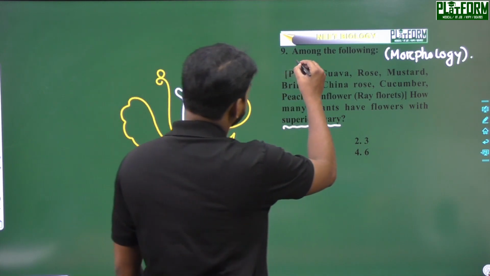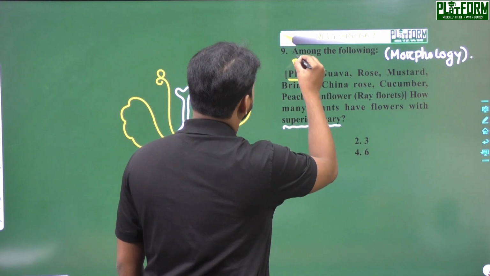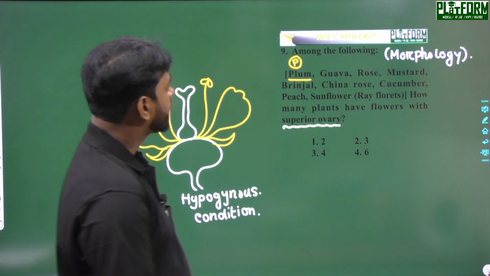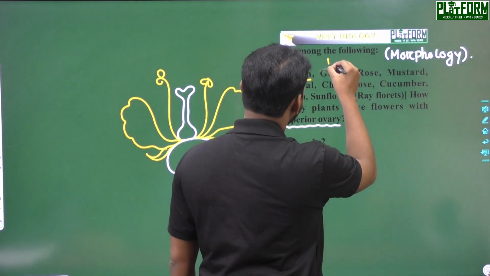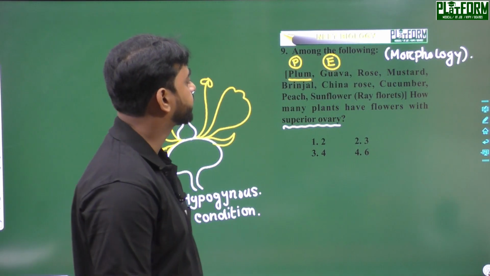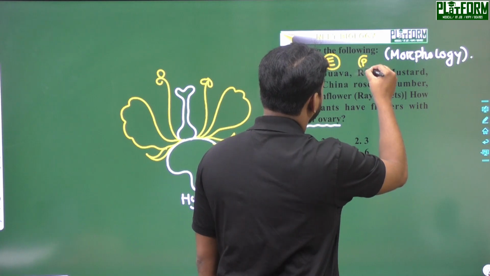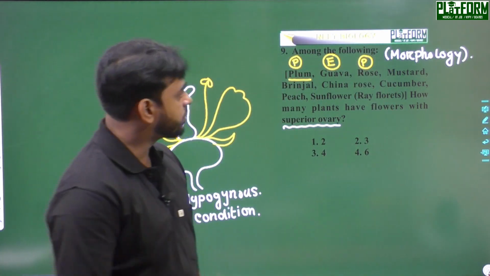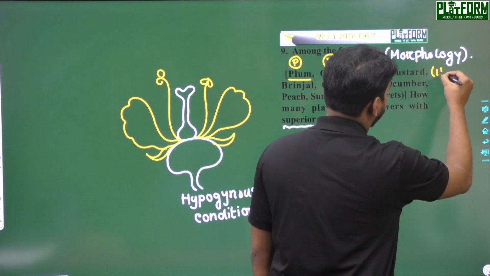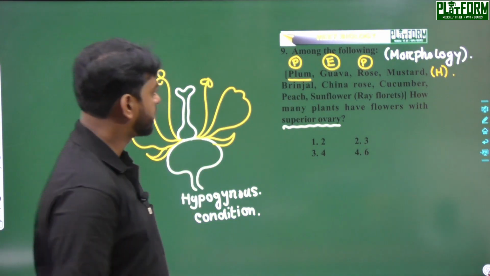Now the first one is plum. In plum, perigynous condition is observed. In case of guava, epigynous condition is observed. In case of rose, perigynous condition is observed. In mustard, hypogynous, that means superior ovary, is observed.